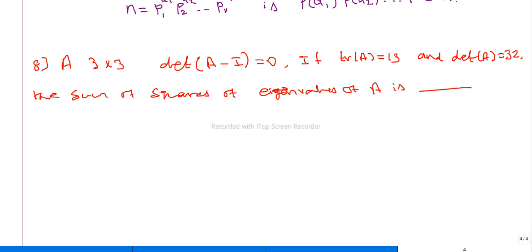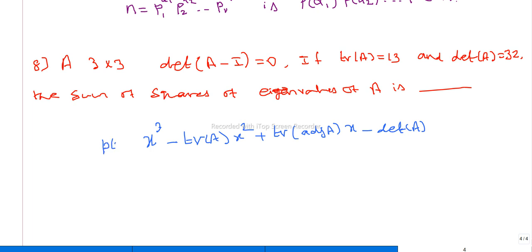Okay, anyway, so we can know the general form of the characteristic polynomial of a 3 by 3 matrix. That is x cube minus trace of A times x square, plus trace of the adjoint of the matrix, or I can write it as trace of A square minus trace of A whole square, into x, minus determinant of the matrix. So this is any 3 by 3 characteristic polynomial. Simply saying, this is the sum of the roots, this is the sum of the products of the roots taken two at a time, and this is the product of the roots.